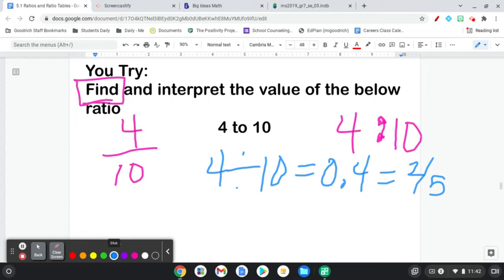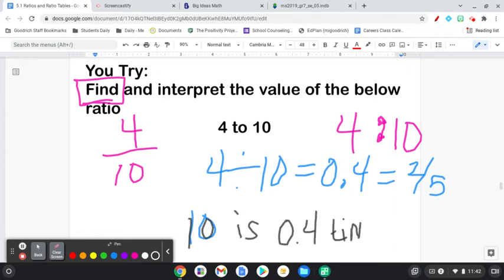To get from 10 to 4, I times by 0.4. So again, 10 is 0.4 times the amount.